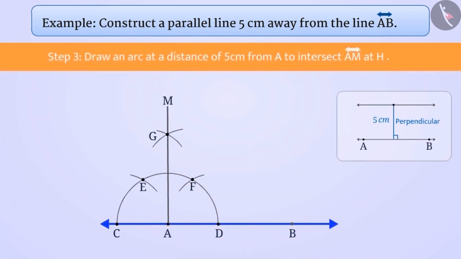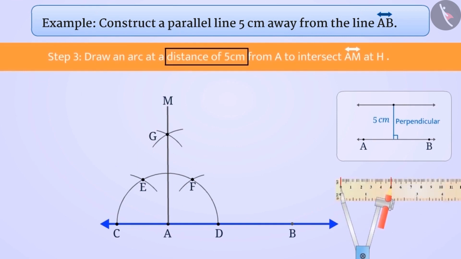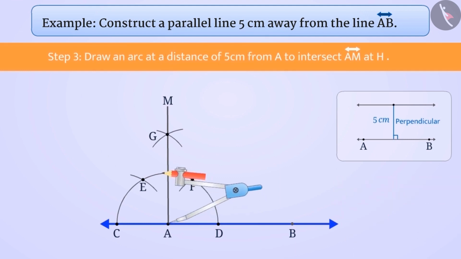Step 3. We have to draw a line at a distance of 5 cm from the line AB. So we will take a distance of 5 cm in the compass and by placing the pointed end of the compass at A, draw an arc cutting M at point H. Now, we will draw a line parallel to line AB and passing through H.